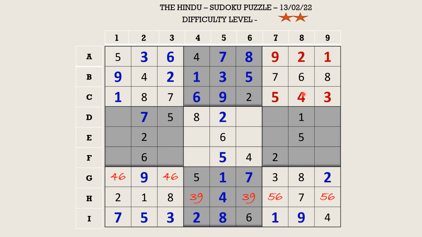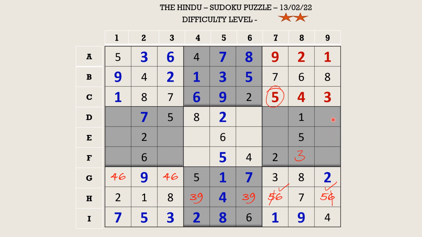The only missing number in column 8 is 3. So this 5 here cancels out the 5 here in H7. H7 becomes 6 and H9 takes 5.